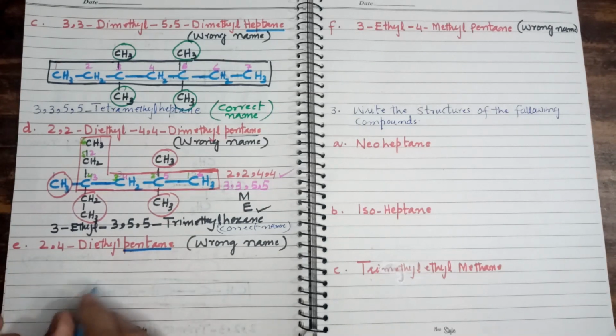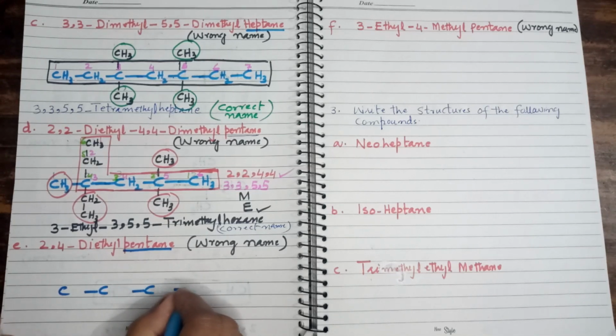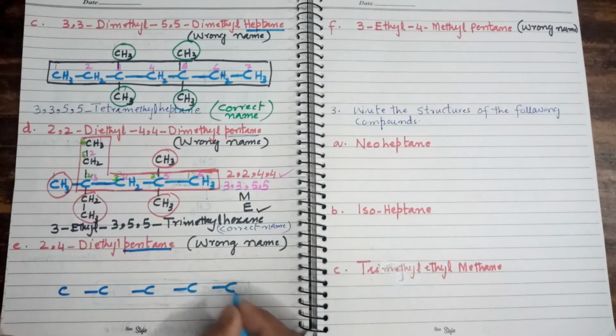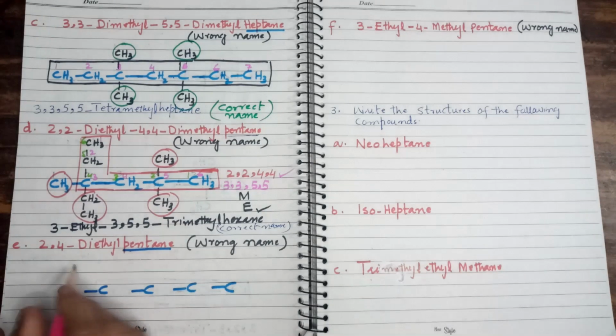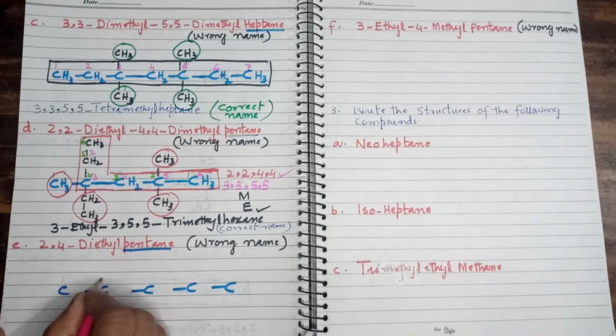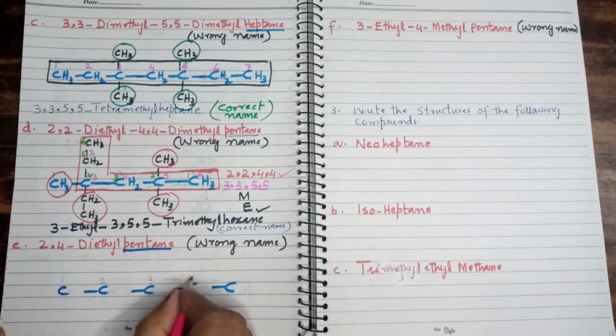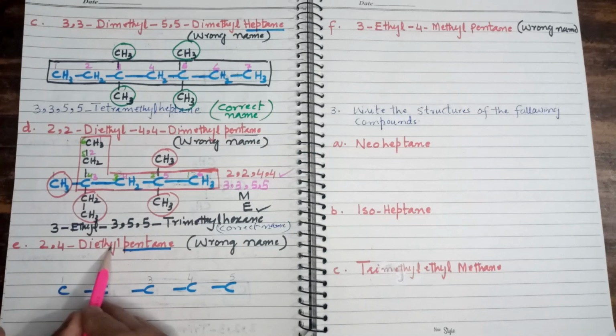So we made a carbon skeleton made up of 5. We made the 5 carbon skeleton: 1, 2, 3, 4, 5. Then we do the numbering by any way, either from the left side or from the right side. 1, 2, 3, 4, 5. Right, students? Now here in this name we notice there are 2 ethyl radicals attached, right?